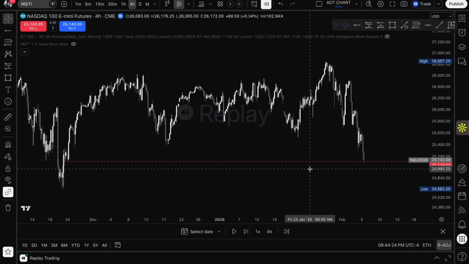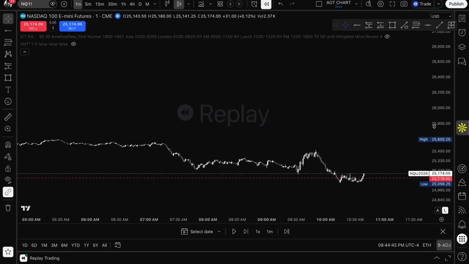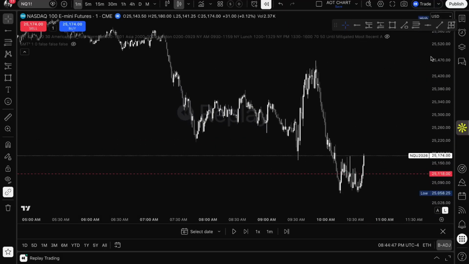So if I don't catch a trade in the 9:30 to 10:10, then I'll trade 10:50 to 11:10, a little 20-minute window. And if I don't catch any trades during that, then I'll just be done for the day. So there's no real set time that I take my trades at. It just depends on what I see.